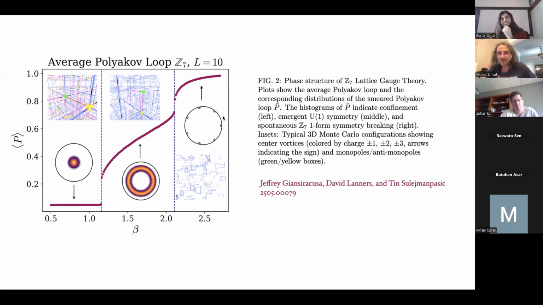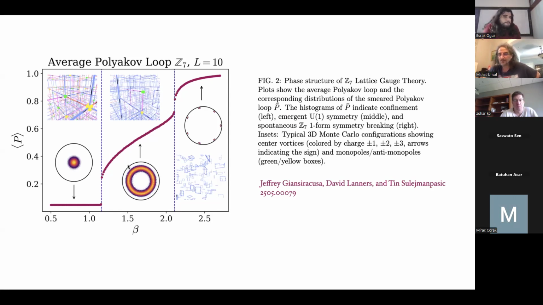I just grabbed this morning from Tin's paper. So let me look at it. These are center vortices, but they are very dilute, very small in their construction. And these green, yellow points are monopoles. And you see that in this first phase transition where there's this discontinuity, vortices proliferate, but monopoles do not.